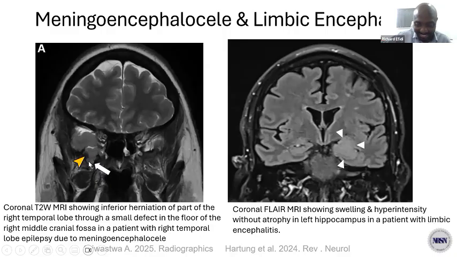Then another important cause of focal epilepsy is limbic encephalitis, which also involves the mesial temporal lobe, as in this case, and sometimes it can be confused with focal cortical dysplasia, except for the fact that apart from T2 hyperintensity, there is also swelling of the hippocampus. So this is how we differentiate it from focal cortical dysplasia.